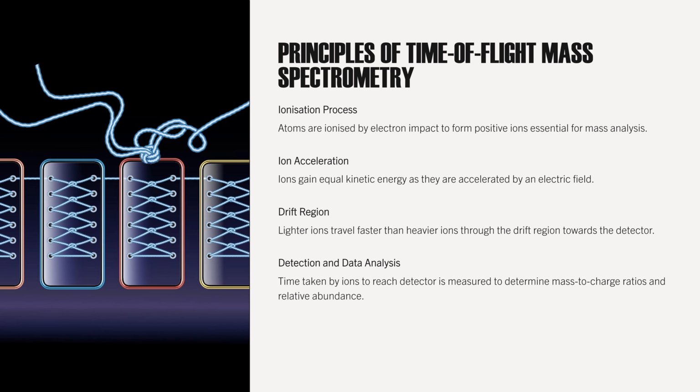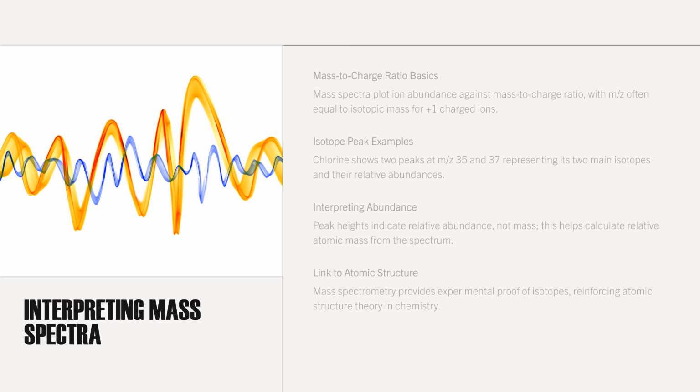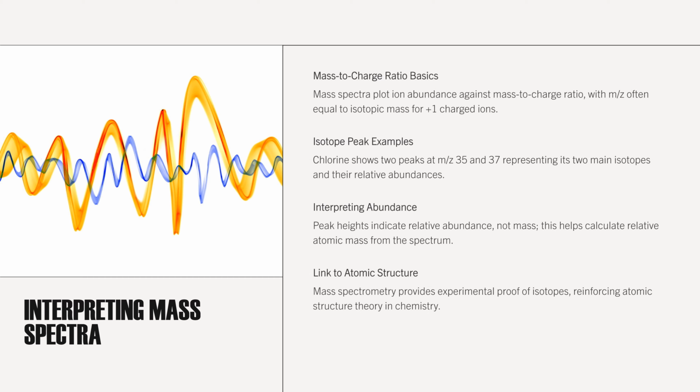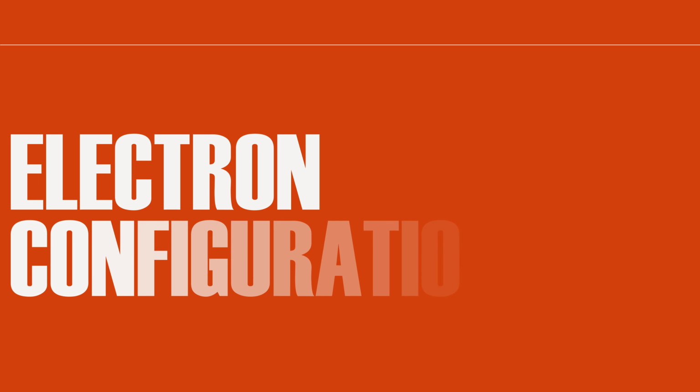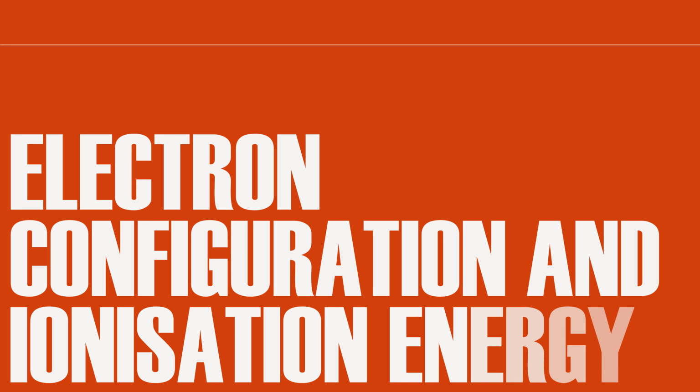The resulting mass spectrum shows peaks corresponding to different isotopes, with peak height or area representing relative abundance. Mass spectra display the relative abundance of ions plotted against their mass-to-charge ratio, m/z. For elements, peaks usually correspond to isotopes with a charge of +1, meaning the m/z value is equal to the isotopic mass. Electron shells, subshells, and orbitals, electron configurations up to Z equals 36, first ionization energy, definition and equation, successive ionization energies and shell structure, ionization energy trends in periods and groups.